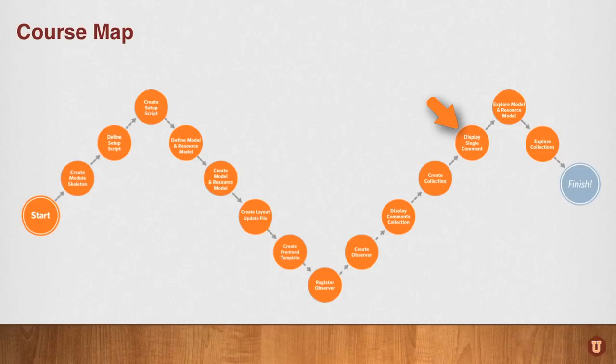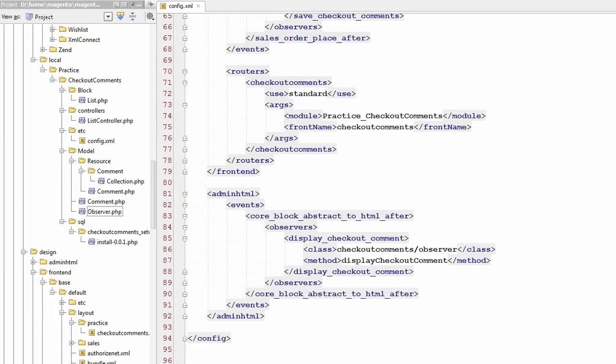Open your config.xml and add the code you see here on lines 81 through 92. This code defines a new event observer. The observer's name is displayCheckoutComment, as shown on line 85. It's listening to core block abstract2html after event on line 83. And when that event fires, the system will create an instance of the Checkout Comments observer class on line 86 and call its displayCheckoutComment method on line 87.